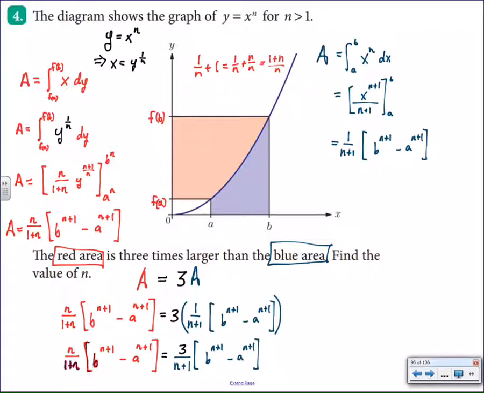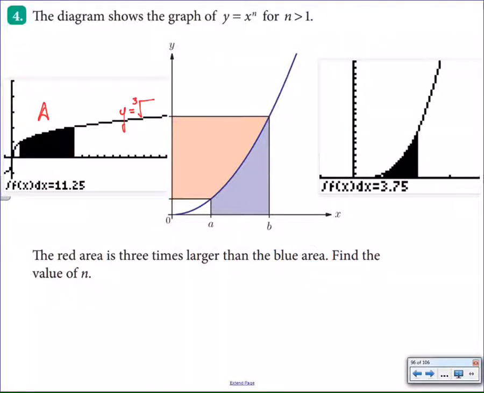Now here's what I'm going to do. I'm going to color in purple all the stuff on the left that's exactly the same as the stuff on the right. And there you can see the only difference, in order to make these equal, this is n and this is 3. If n were equal to 3, then these statements would be absolutely true. So n equals 3 is the answer to the question. That means that this is y equals x cubed.